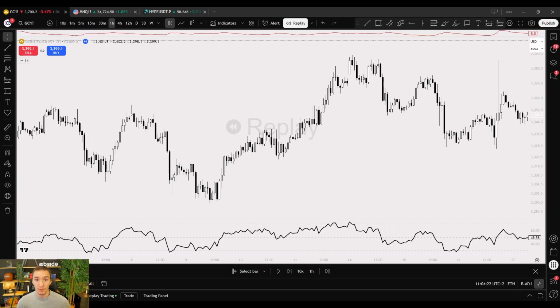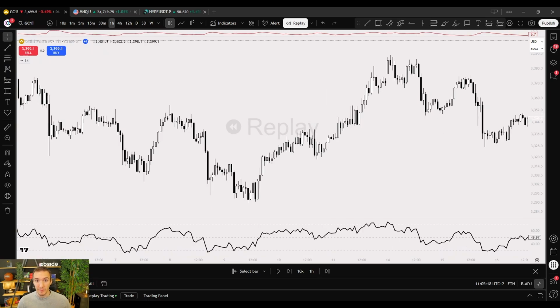Let's now see some rules to identify divergences that are valid. The first rule when drawing valid divergences is to only connect close prices and not highs and lows. This makes sense because indicators, including the RSI, in their calculations, they take into account the close prices.